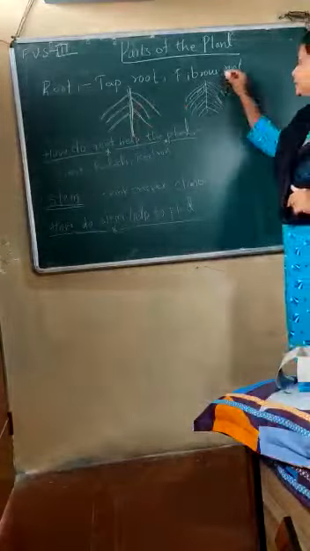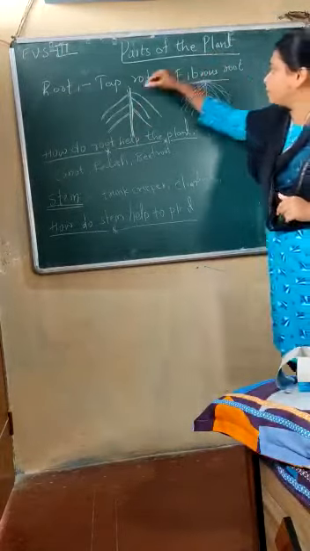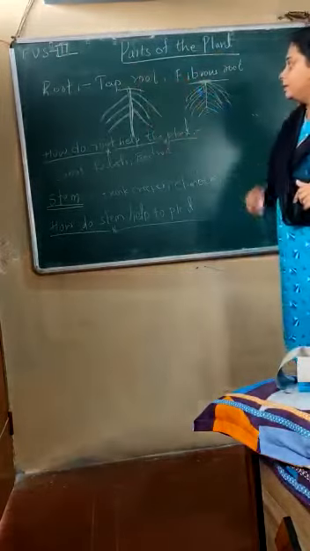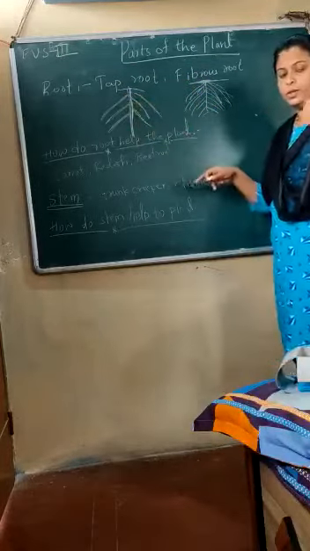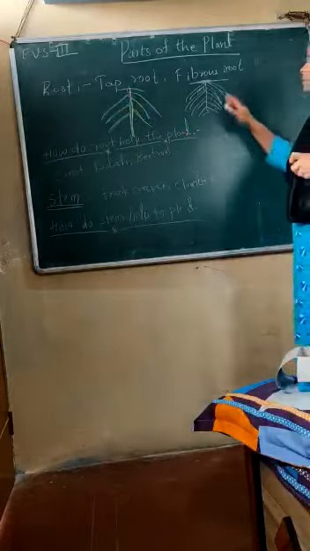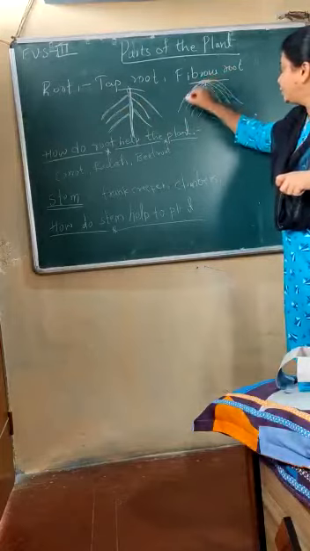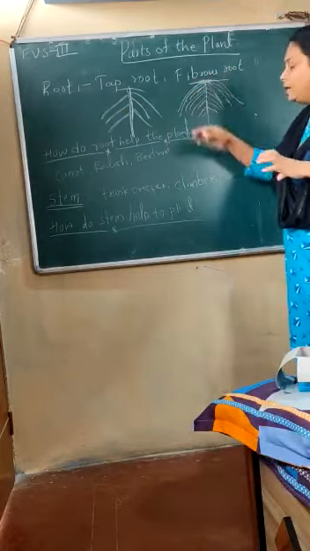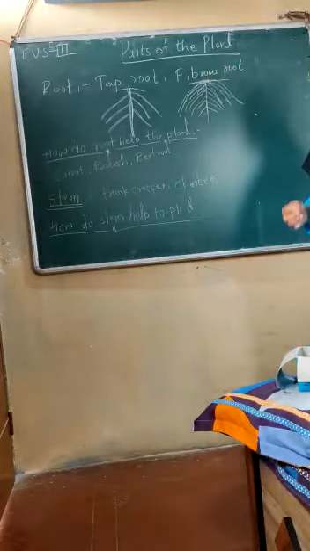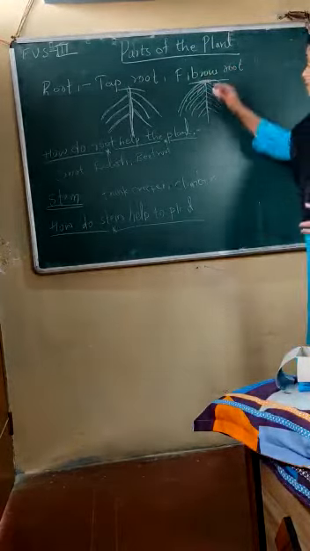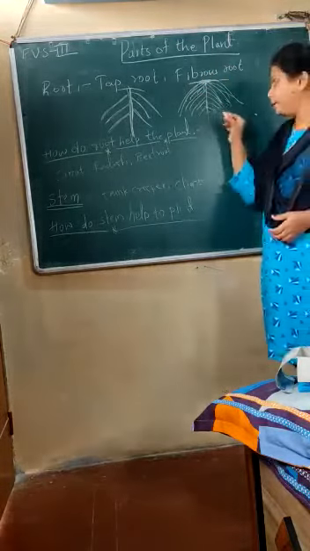Then fibrous root means, from here, this is the ground part, these are all under the ground. In a taproot, from the main branch we have small, very soft and thin branches. But in the fibrous root, from the ground level, we have many branches. From where the root starts, from this part only, we have many branches like this.